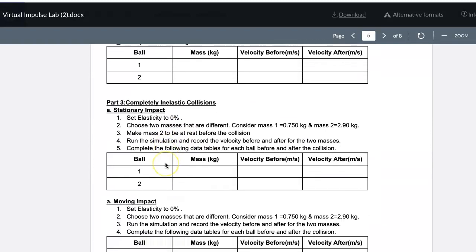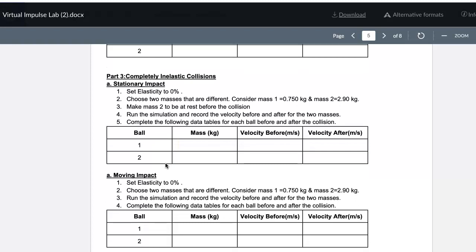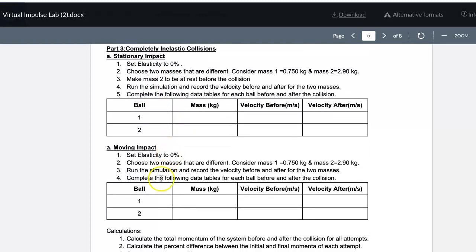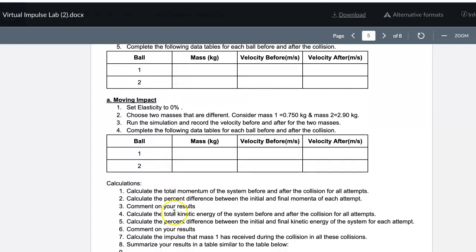In part 3, we are going to talk about completely inelastic collisions, where the masses stick together, and we are going to do a stationary impact and a moving impact.